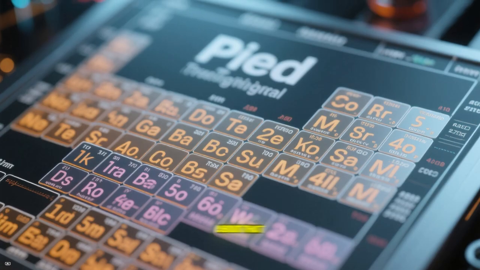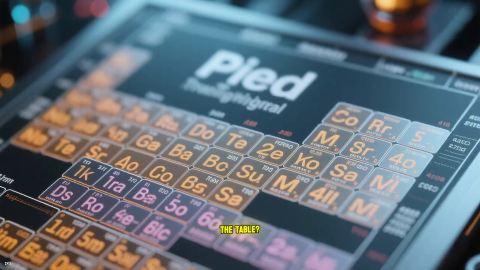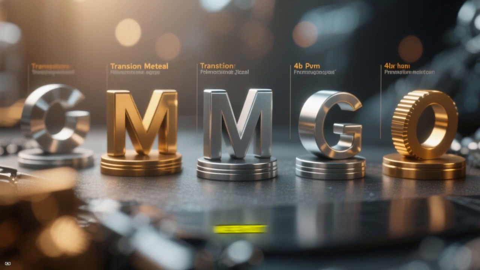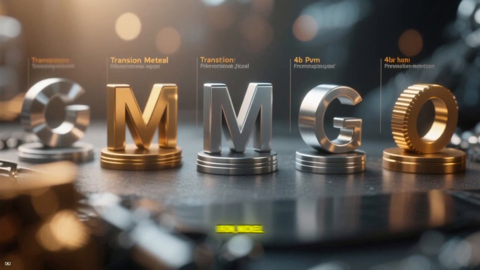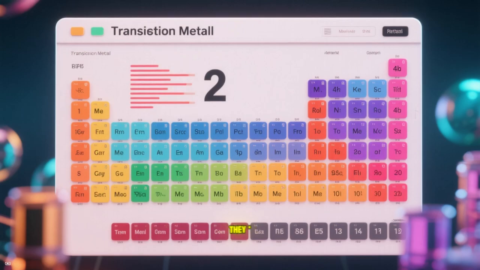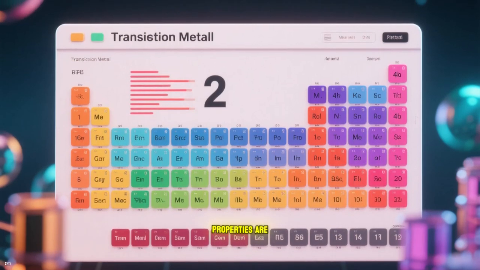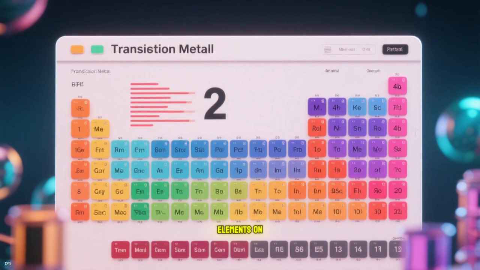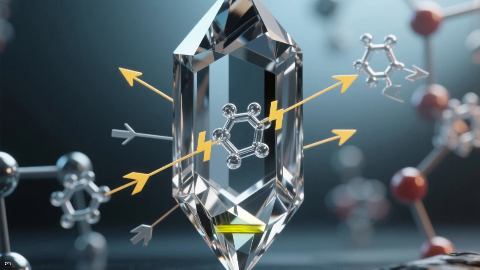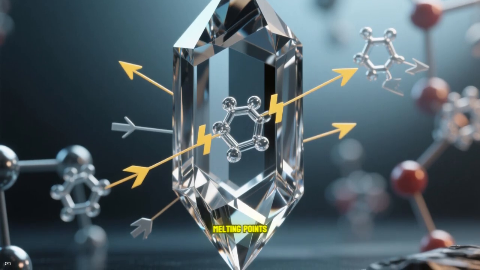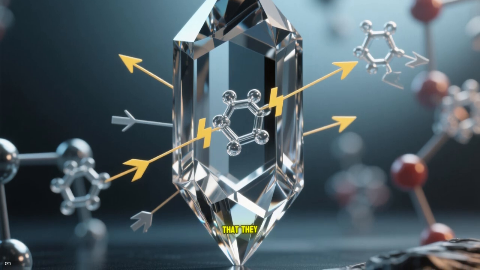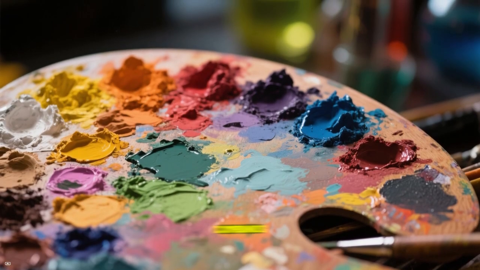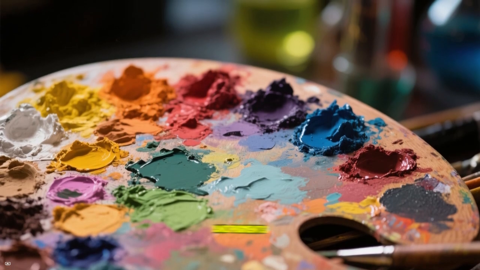And what about that big block in the middle of the table? Those are the transition metals. This group includes many of the metals we're most familiar with: iron, nickel, copper, silver, and gold. They are called transition because their properties are a bridge between the highly reactive metals on the left and the less metallic elements on the right. They are generally hard and have high melting points. What is really cool about them is that they can form ions with different charges and often form colorful compounds, which is why they're used in so many paints and pigments.